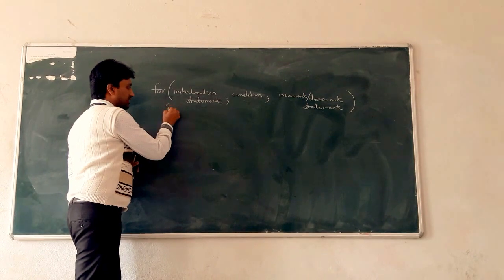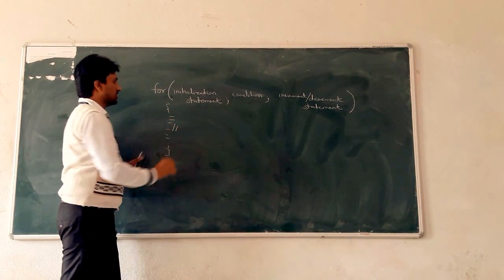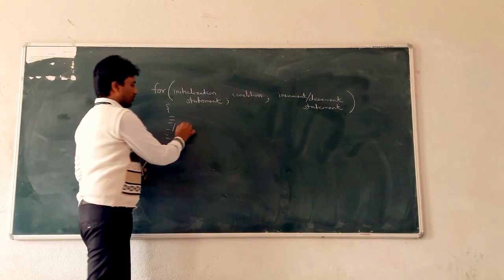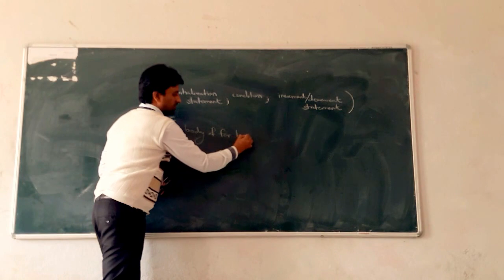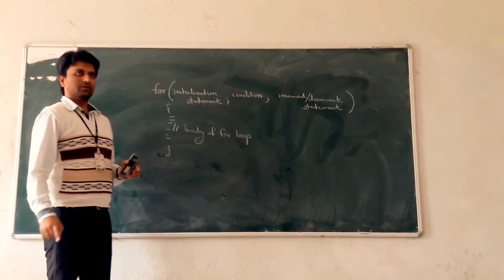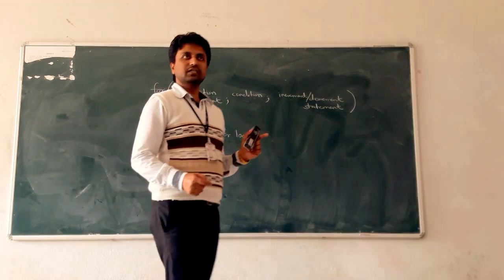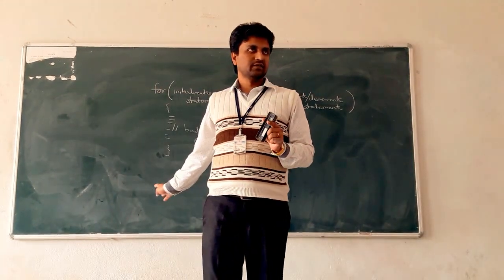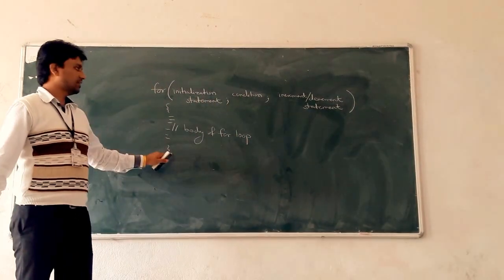First is the initialization statement, second is the condition, third part is the increment decrement statement or reinitialization statement. Clear? After that, give curly brackets and write the statements of that loop, that is called the body of the for loop. Don't give a semicolon at the end of the curly bracket.